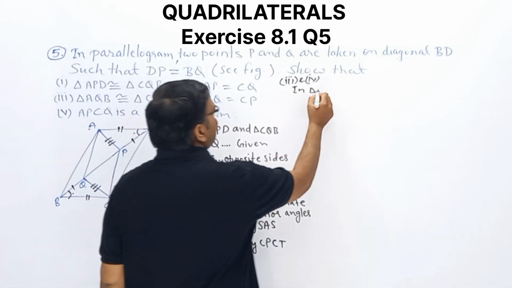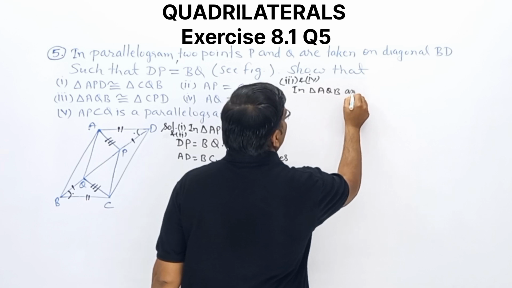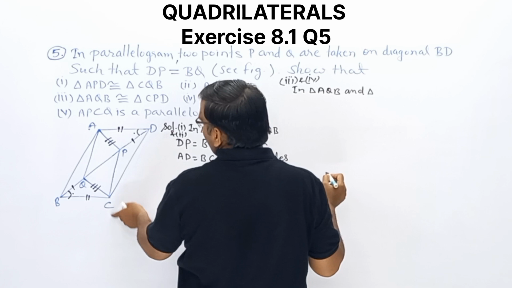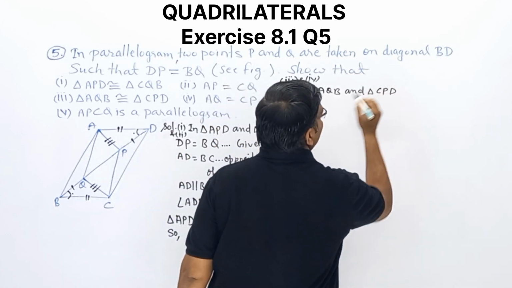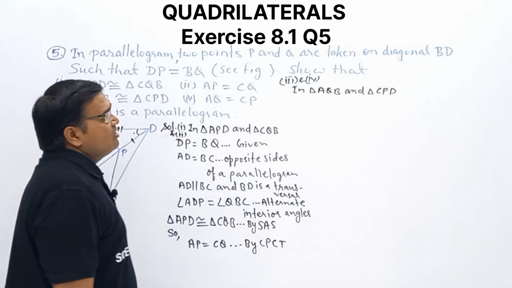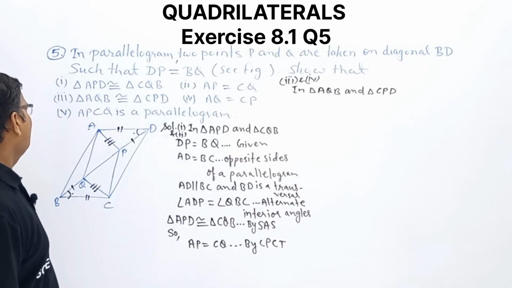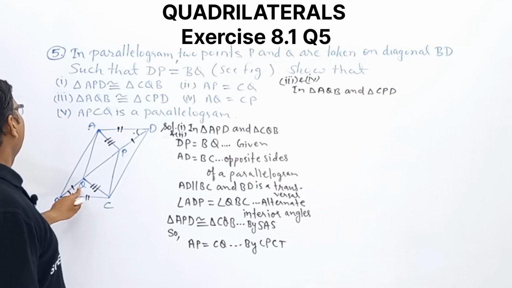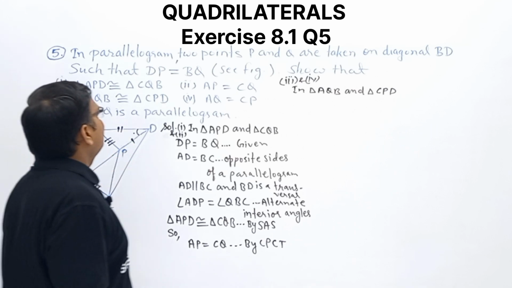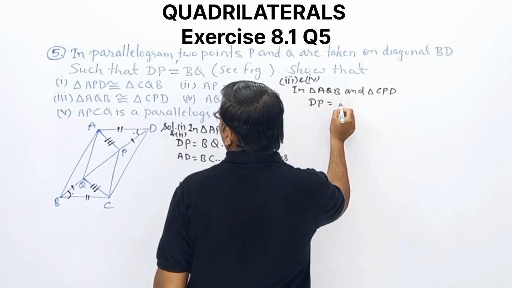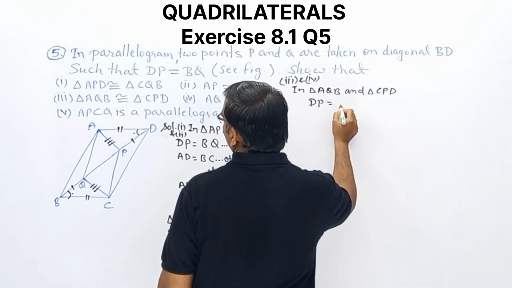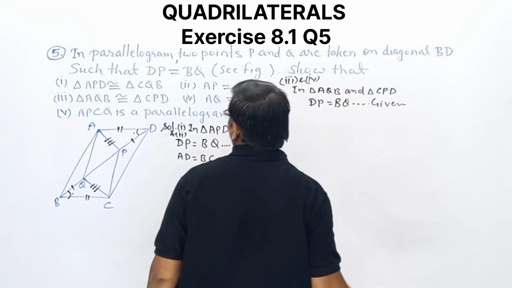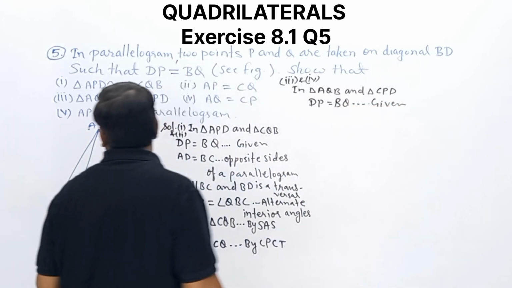In triangle AQB and triangle CPD, in these two triangles, again, three things we want to equate. So in these two triangles, BQ equal to DP. So first one, DP equal to BQ. That thing we are having in the question given. Clear? This thing we are having in the question.